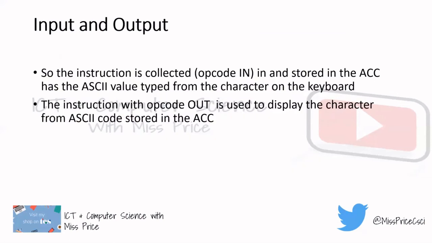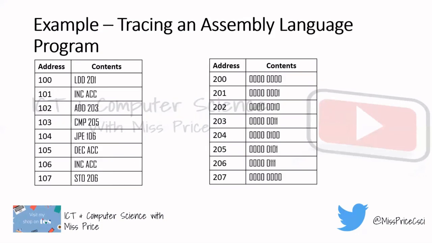Right, so now we're going to take a look at some ASCII values. We're going to look at the inputs and the outputs of these instructions. So the instruction is collected to the opcode and then stored in the ACC, the accumulator, and it has an ASCII value, which is typed from the character on the keyboard, as you know. The instruction with the opcode out is used to display the character from the ASCII code stored in the accumulator. Now, this is using a worked example in the book.